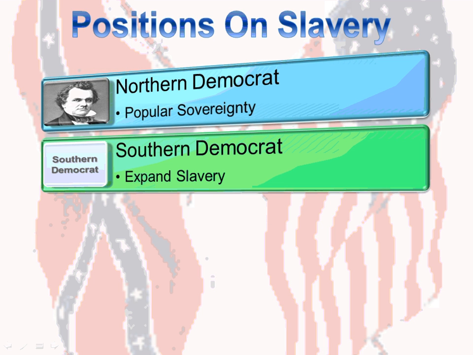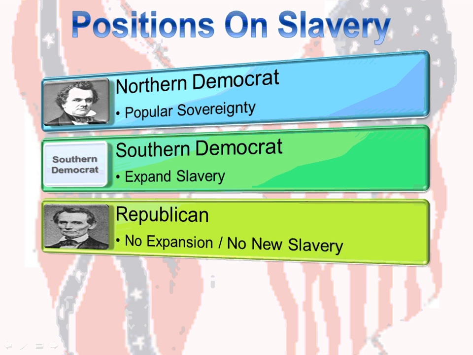What about the R party? A party that starts with an R? Republican. And who was the candidate for the Republican Party? Abraham Lincoln. What did he say about slavery? What was his idea in terms of dealing with slavery's expansion? It shouldn't spread. Should we get rid of it altogether? No. Keep it where it is. Don't let it spread. No expansion. No new slavery. But you keep it where it is.